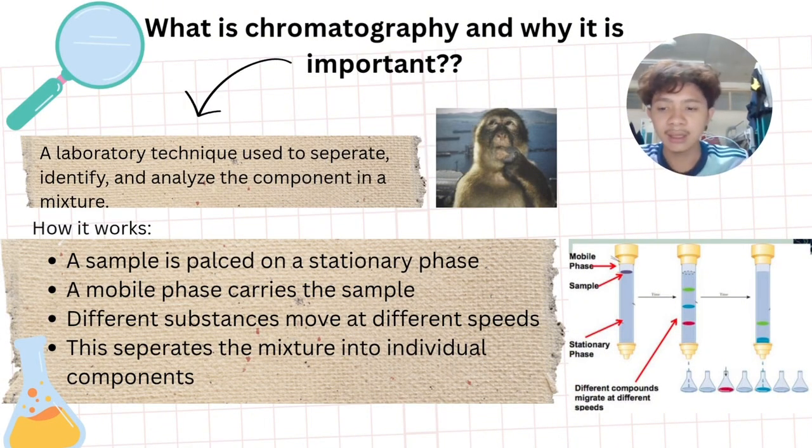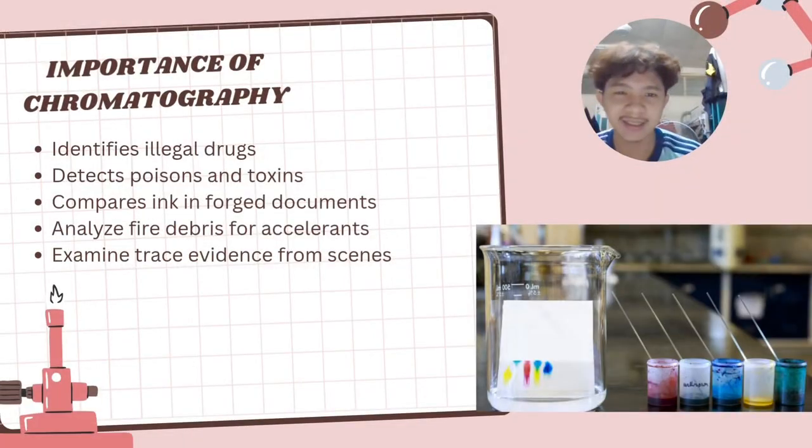As a result, the mixture is separated into its individual components. This separation allows forensic scientists to identify unknown substances accurately. I will tell the importance of chromatography in forensic science in the next slide. So in this slide, we will talk about the importance of chromatography.